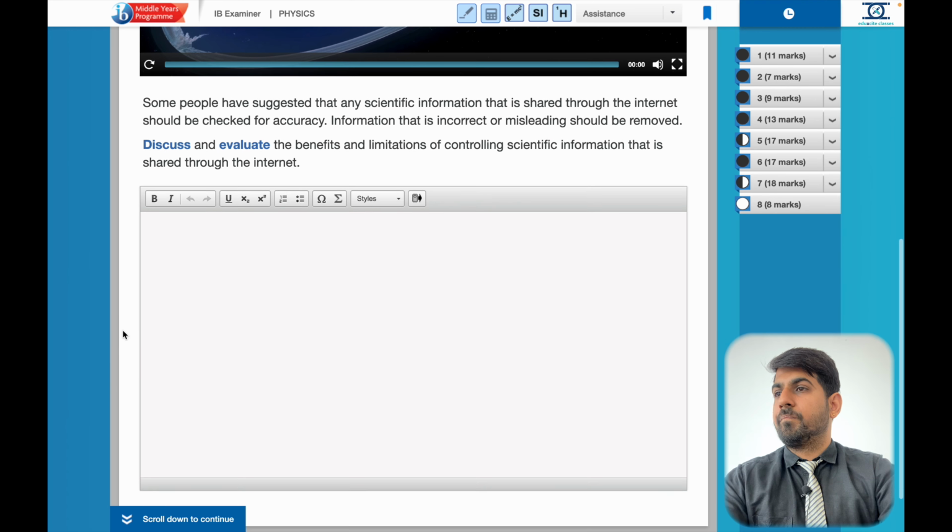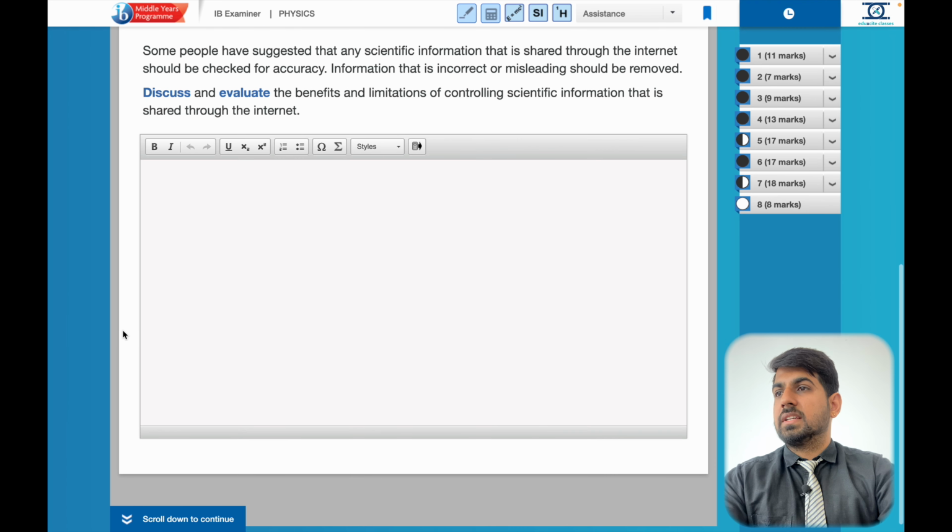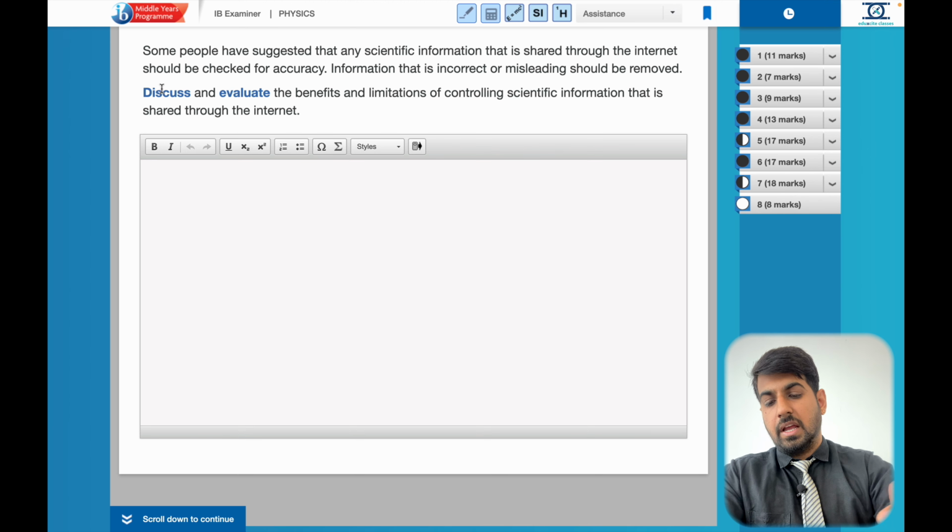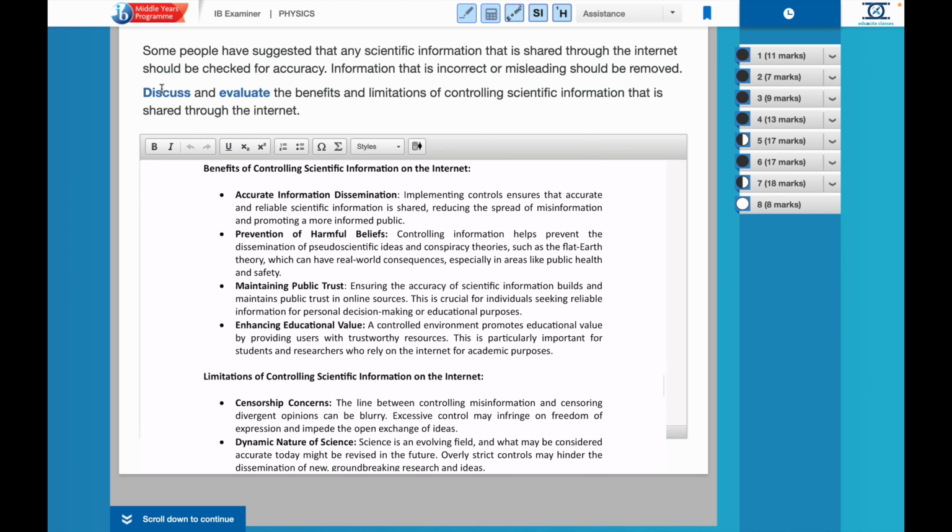Now some people have suggested that any scientific information that is shared through the internet should be checked for accuracy. Information that is incorrect or misleading should be removed. Discuss and evaluate the benefits and limitations of controlling scientific information that is shared through the internet. Now it is of 8 marks. Now we have to discuss and evaluate. Okay, so again I have written down the points. Just go through it first and then we will discuss.